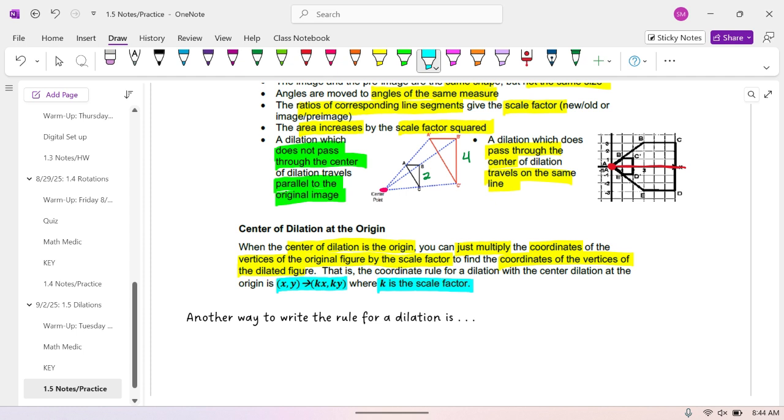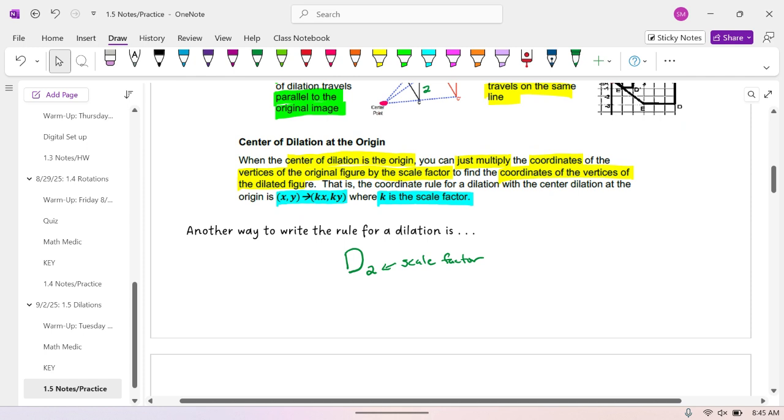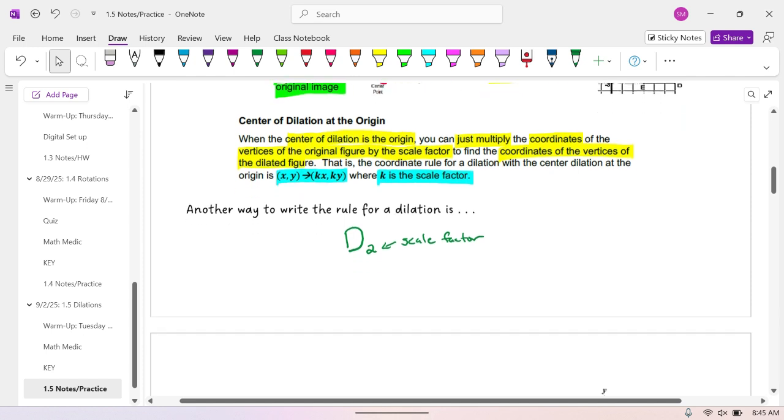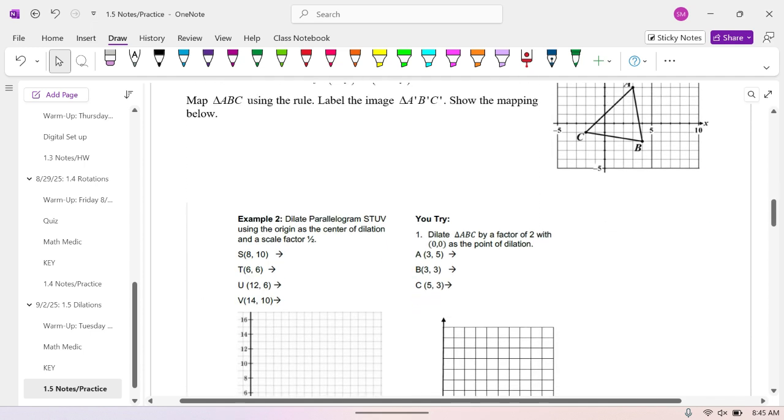Now, another way to write a rule for dilation, you would see it as a big D with a little number in the corner. That's your scale factor. So if I gave you that, that means you're multiplying by a scale factor of 2. Any questions so far? All right.